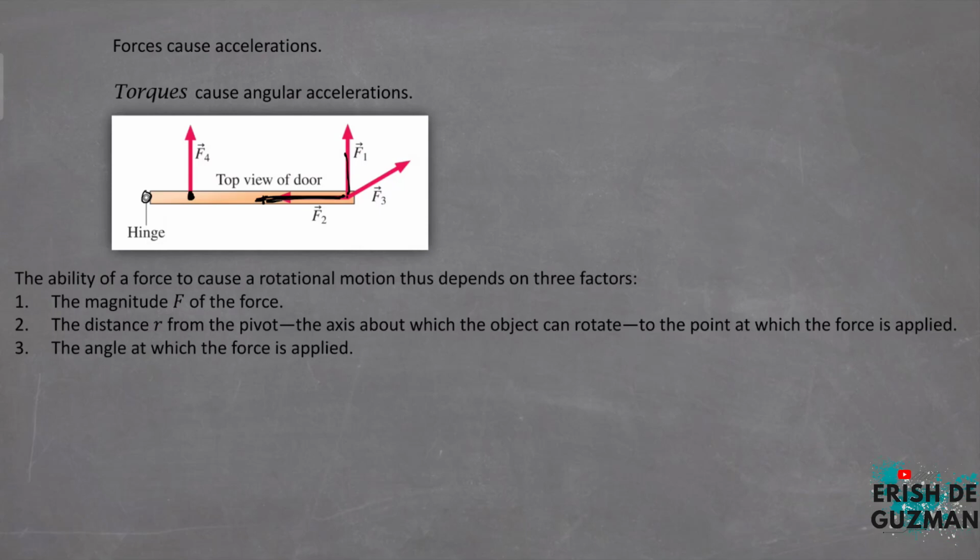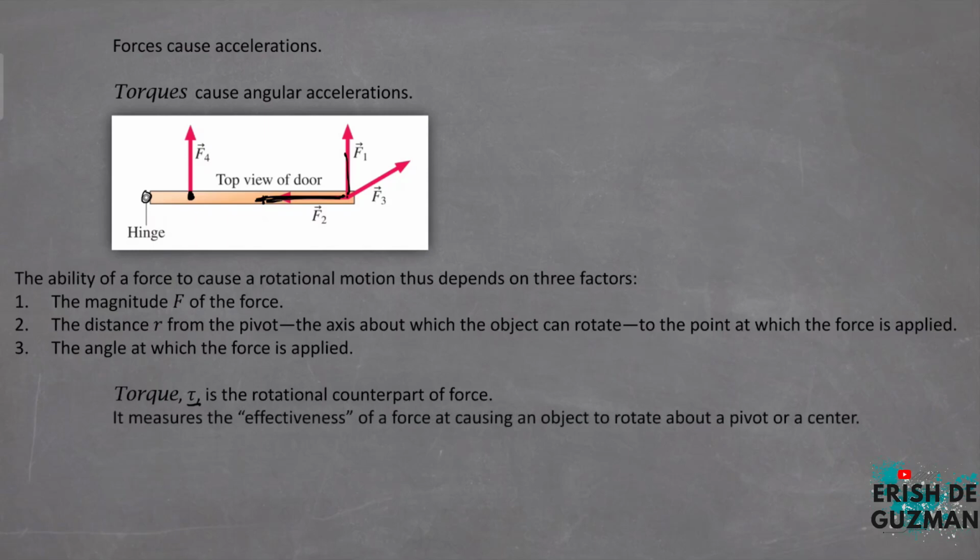Lahat ng three observations or three factors na to ay pwede nating incorporate into a single quantity na tinatawag natin as the torque. Yan torque nga na yan is the rotational counterpart of the force. And torque is denoted as the tau. Torque measures the effectiveness of a force at causing an object to rotate about a pivot or a center. From this figure, for instance, mas malaki yung torque na ipinoproduce ng force 1 compared dun sa torque na ipinoproduce ng force 4.